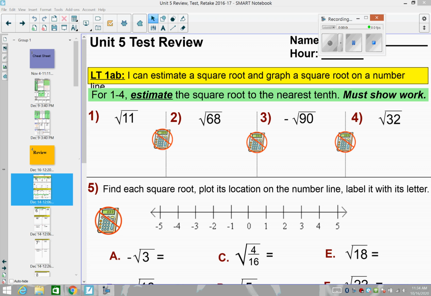Hey, math friends. So our learning target today is I can review Unit 5. So everything in Unit 5. All right, here we go.